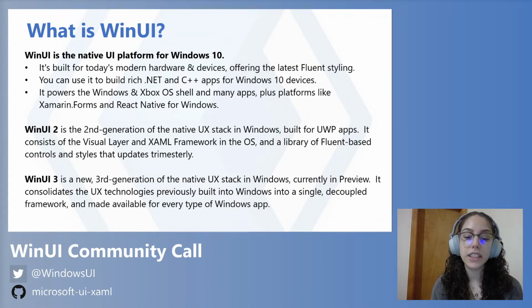WinUI 2 is the second generation of this native UX stack in Windows, and it's built for UWP apps. It consists of the visual layer and the XAML framework in the operating system, as well as a library of Fluent-based controls and styles, and that usually gets updates trimesterly. WinUI 3 is the third generation of that native UX stack. It is currently in preview, and it consolidates the UX technologies previously built into Windows into a single decoupled framework, and it's made available for every type of Windows app.